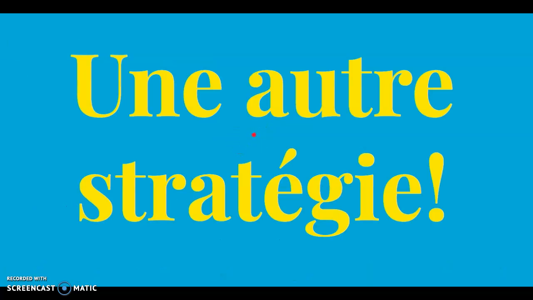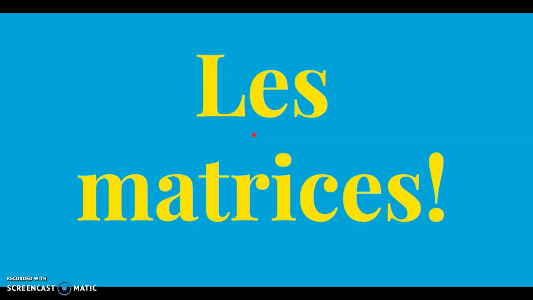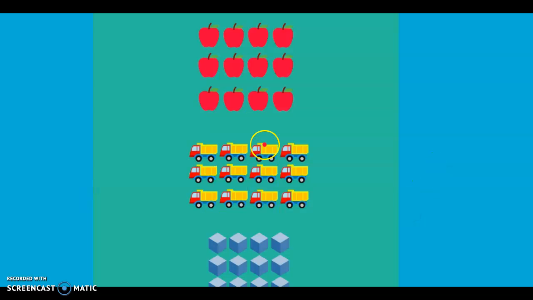also equals 12 because 3 apples in each group and 4 groups. But today we're going to learn another strategy, and that is arrays. So here, what is an array? Here we have 3 examples. An array is a grid. So here we have a grid of apples, here we have a grid of trucks, and here we have a grid of cubes. So it's a rectangle or square.